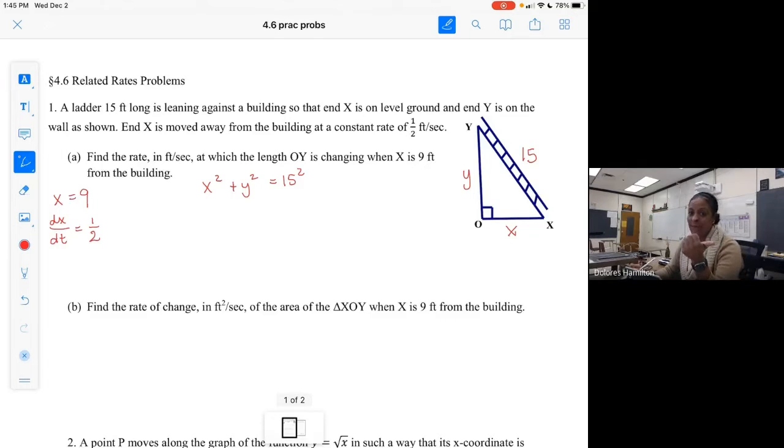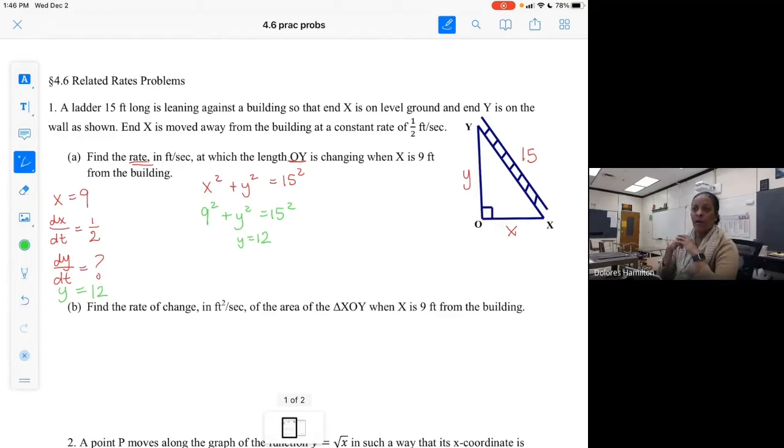So I know x, and I know dx/dt, and they're asking us to find the rate at which y is changing. So they're asking us to solve for dy/dt. Well, I think the one thing that's missing is we don't know y, or do we? If I know that my x is 9 and my hypotenuse is constant, then I can either Pythagorean theorem that out, or I know 9, 12, 15 is one of our 3, 4, 5 triples.